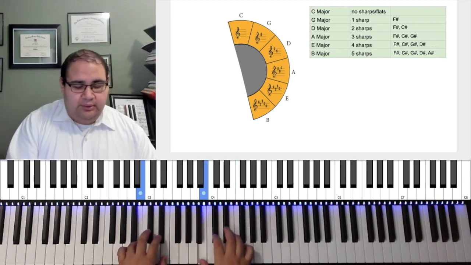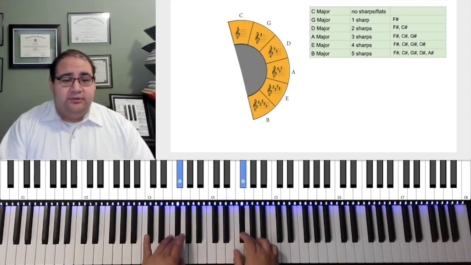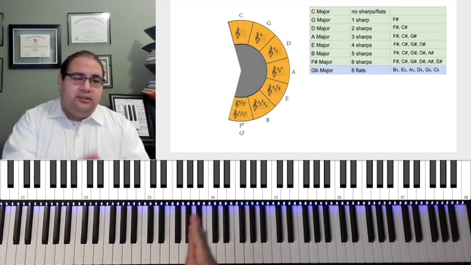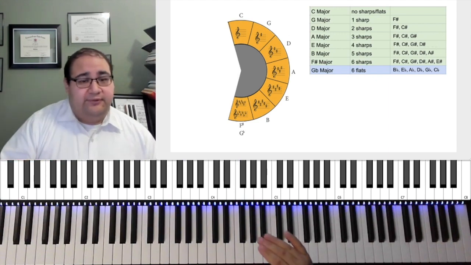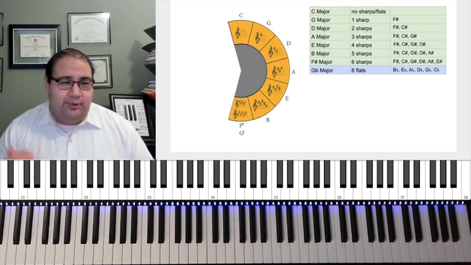Find the fifth. 1, 2, 3, 4, 5. F sharp major is going to be our next key signature in our circle of fifths. Now, here is where we reach the point where we're right at the opposite of C. So C has no sharps or flats. Right, the opposite at the other end of the circle, we're going to have the most sharps and flats.